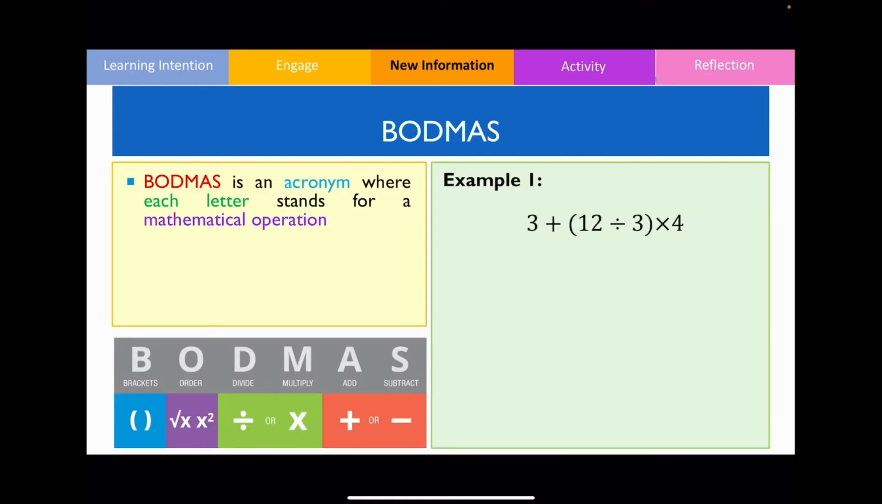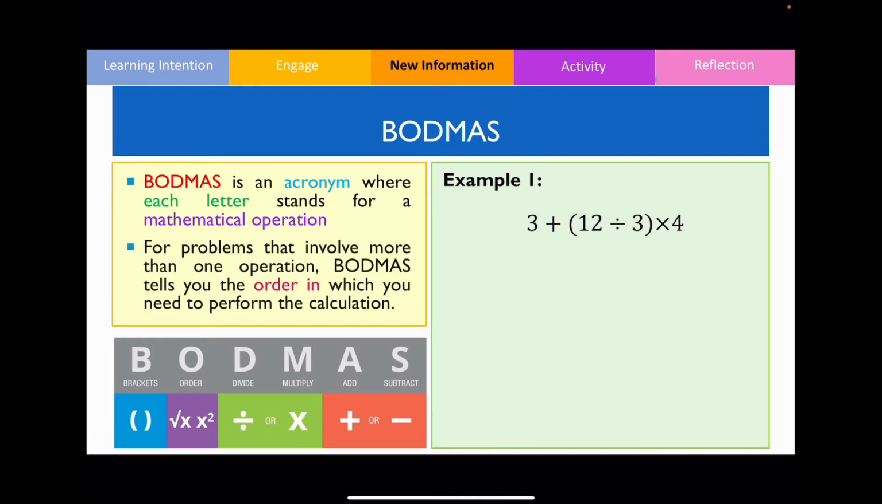So what is BODMAS? Now, BODMAS is an acronym, as you guys are probably familiar with, where each letter represents a mathematical operation as shown below. Generally, you're going to be encountering questions that have more than one operation or have more than one symbol, as you can see on the example on the right-hand side. And what BODMAS allows us to do is that it will tell you which operation and in which order you need to therefore do in order to get the final answer, okay?